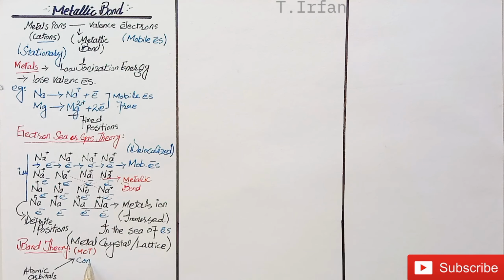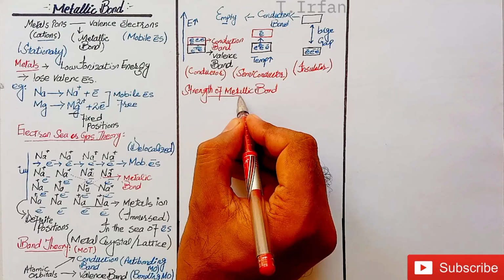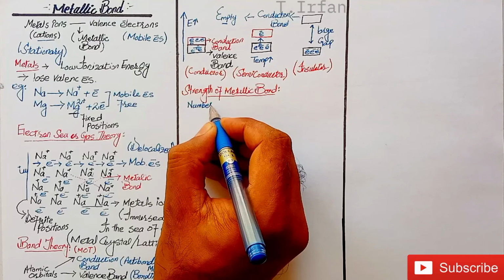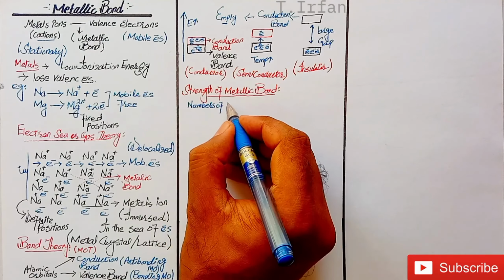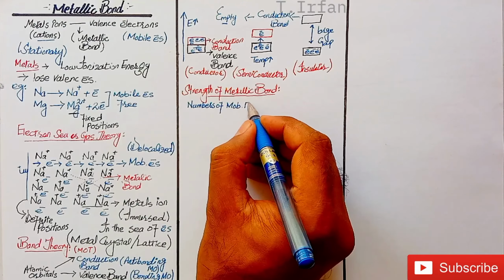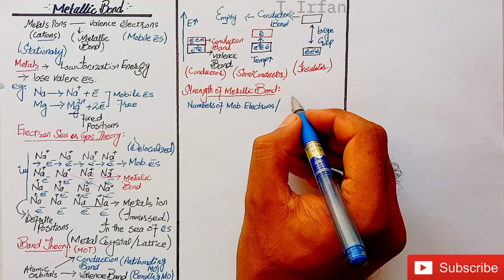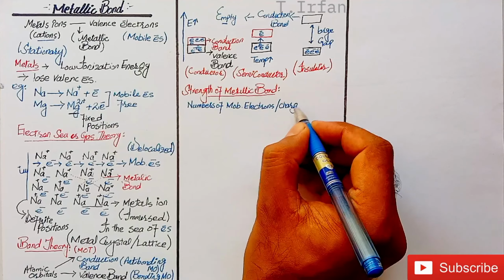Let us now discuss some factors which make one metal stronger than another. The number of mobile electrons or the charge on cations makes the metallic bond stronger, as the mobile electrons act like a glue and hold the cations together and make metallic bonds stronger.